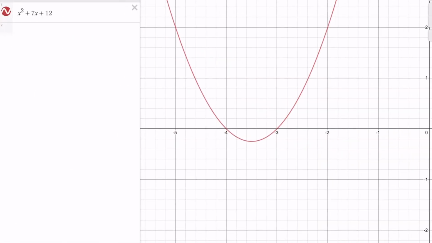The graph of x squared plus 7x plus 12 is equal to 0. That actually is exactly what it means when we're talking about x-intercepts. When is this function equal to 0? Well, it's equal to 0 when x equals negative 4 or x equals negative 3. There's a direct correlation between these two things.